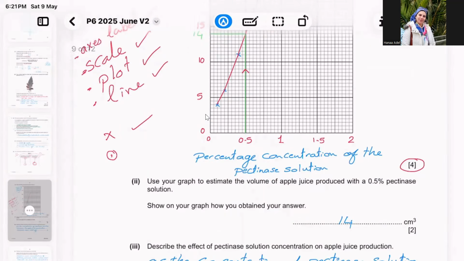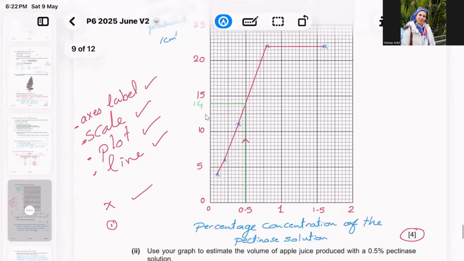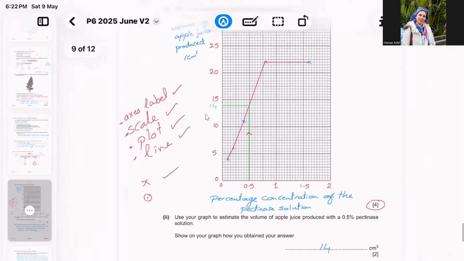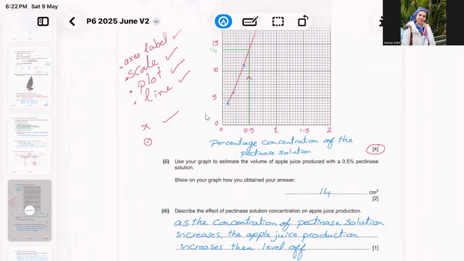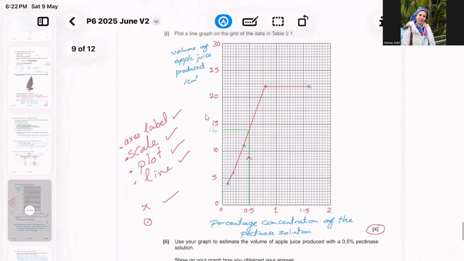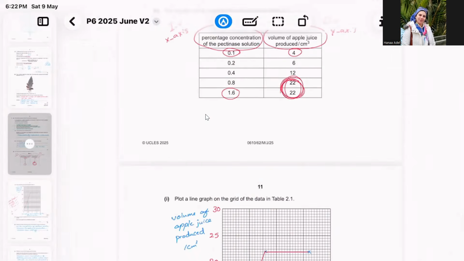Describe the effect of pectinase solution concentration on the apple juice production. Yes, as the concentration of pectinase solution increases, we can find that the volume of apple juice produced increases, then levels off, where the volume does not change. So you have to write the whole description of the graph. As the concentration of pectinase solution increases, the apple juice production increases, then levels off. And we know that at the value 22, as we said before in the table.